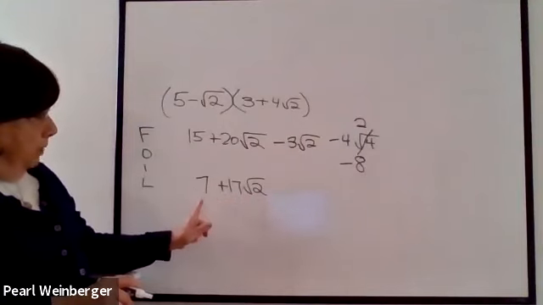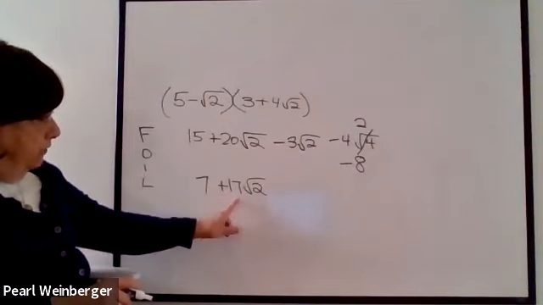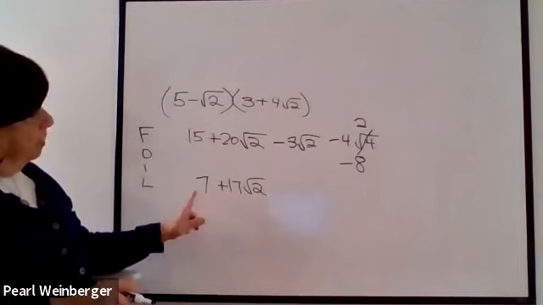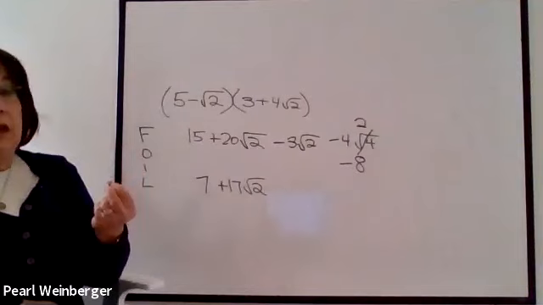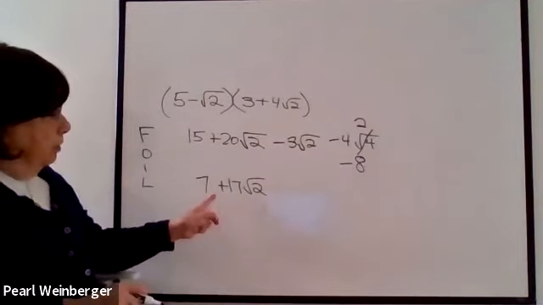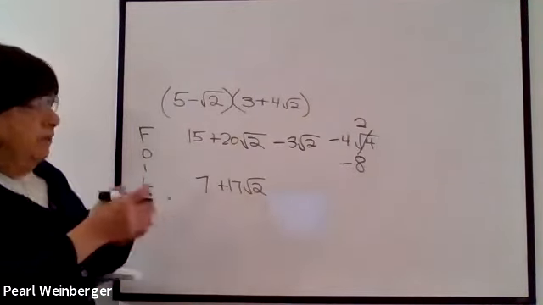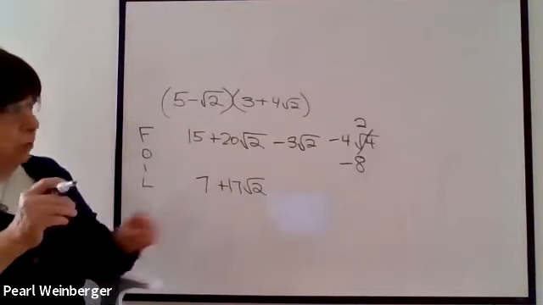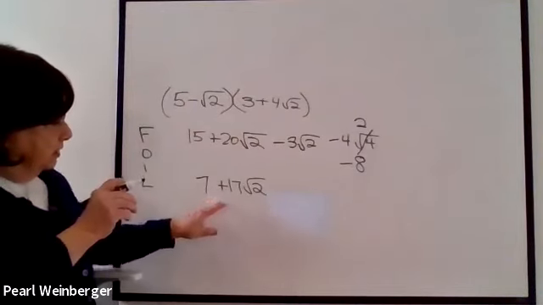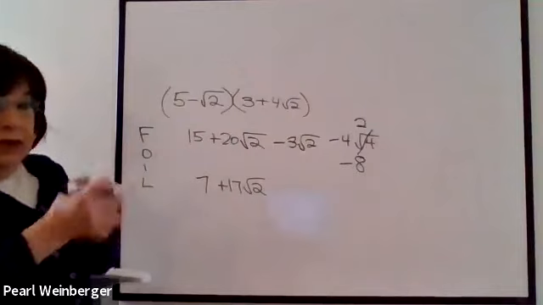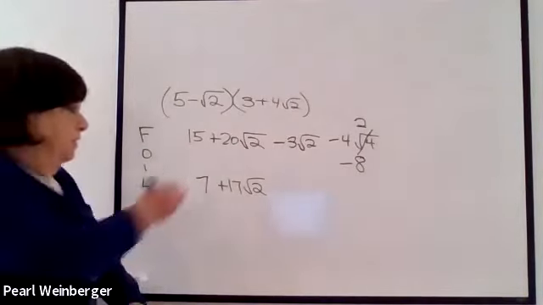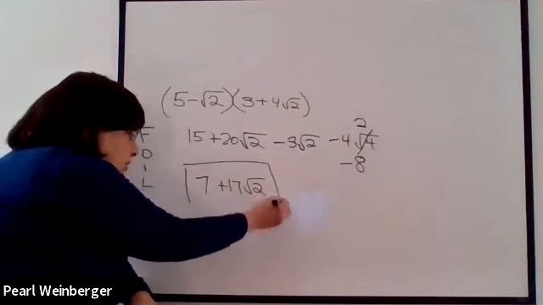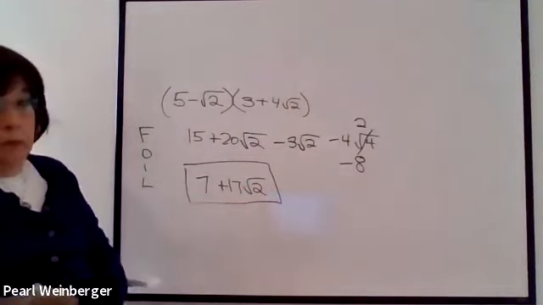Now don't combine this 7 with this 17. This is like having a plain 7 with a 17x. They are not like terms. The only thing you can combine are things that have a radical 2 next to them. I know it looks enticing to do, oh, the 7 and 17, why can't we add them? We can't because they're not like terms. This is my answer in simplest form.